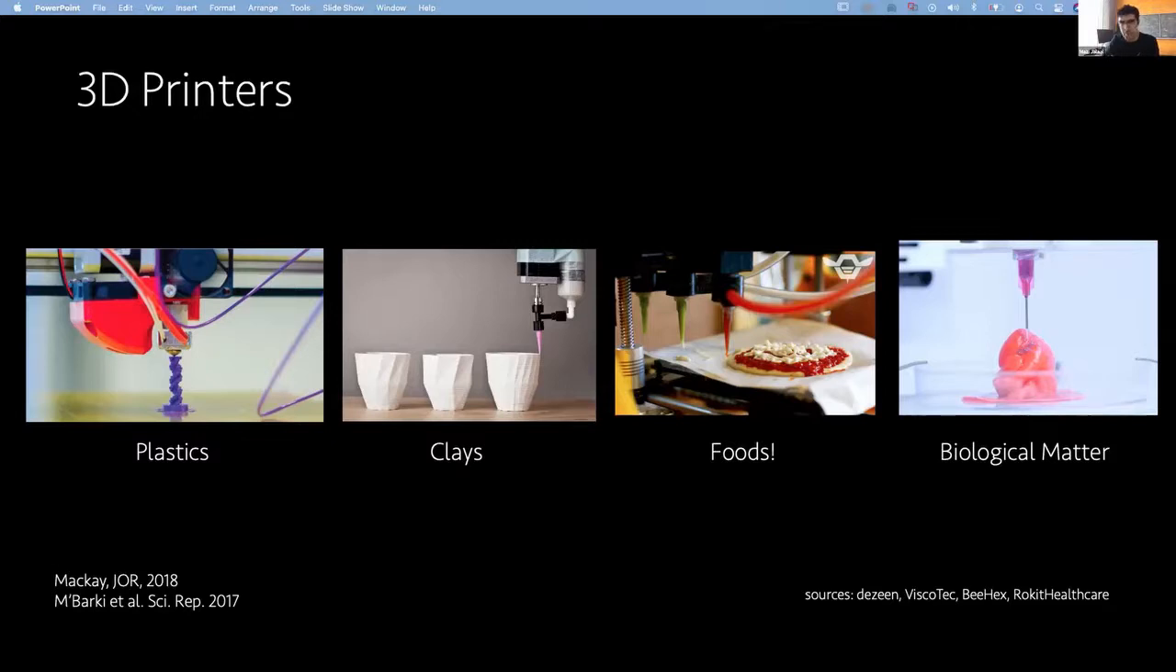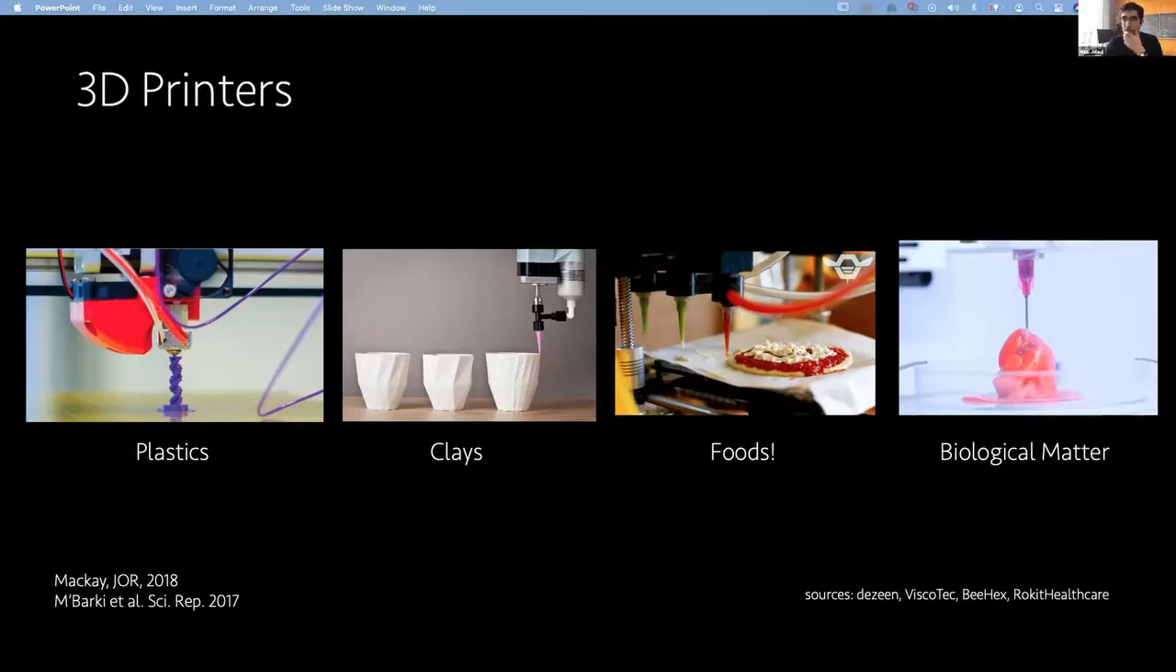So what you can see is that in most of the applications, the fluids that are used are not actually Newtonian. In fact, you need some sort of non-Newtonian behavior like yield stress to keep this 3-dimensional structure for the object that you're 3D printing.